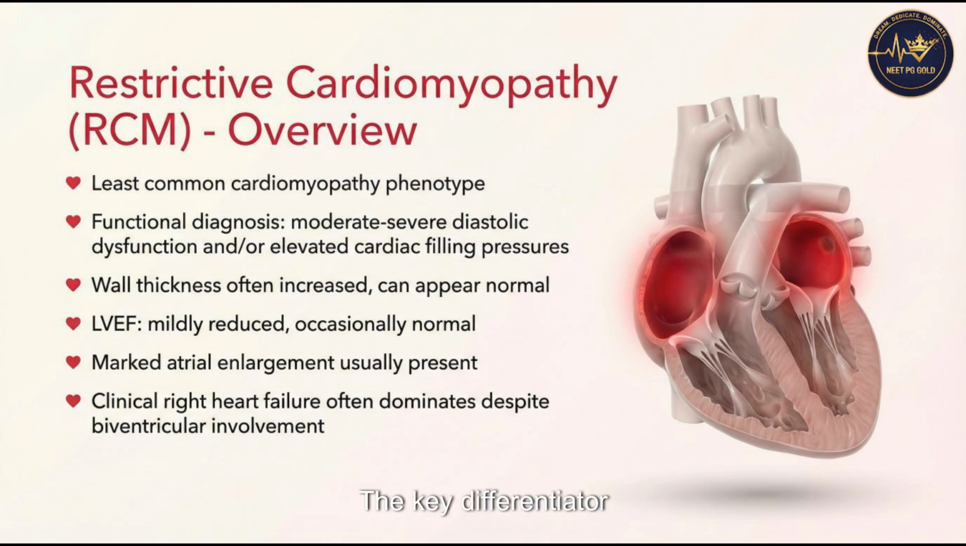The key differentiator is the chamber size. In RCM, the ventricles are usually not dilated, but there is marked atrial enlargement because the atria have to push against that stiff ventricle. The ejection fraction is usually only mildly reduced or normal. Clinically, these patients present with right heart failure signs like ascites and edema that seem out of proportion to their left-sided symptoms. If you see a patient with massive biatrial enlargement and normal ventricular size, think restriction immediately.